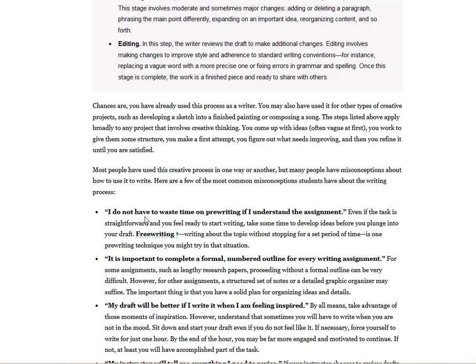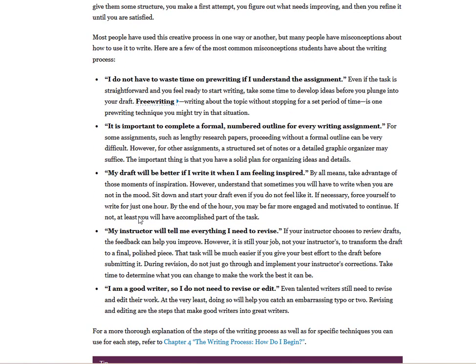But here are some common misconceptions about the writing process. I don't have time to waste on pre-writing if I understand the assignment. It is important to complete a formal outline for every writing assignment. My draft will never get better, even if I do pre-writing. My instructor will tell me everything I need to revise. I am a good writer, so I do not need to revise or edit. And so, yes, you do need to pre-write. I do not have time to waste on pre-writing. You do need to do pre-writing.